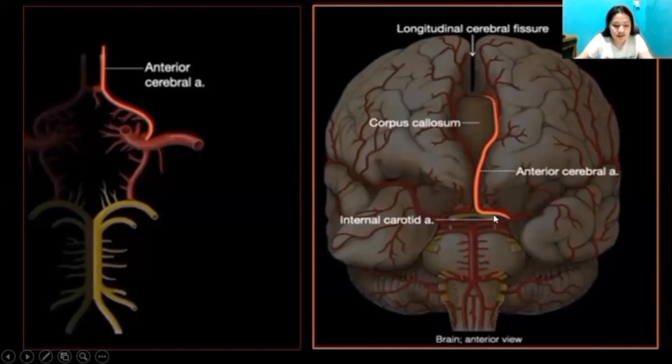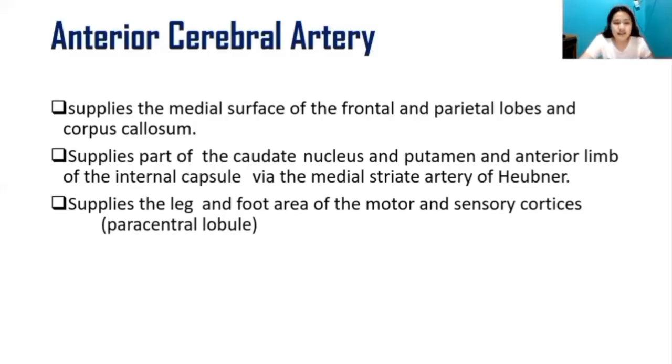So, the anterior cerebral artery originates at the bifurcation of the internal carotid artery. It gives direct branches to the optic chiasm, here. It supplies the medial surface of the frontal and parietal lobes and corpus callosum. It also supplies part of the caudate nucleus and putamen and the anterior limb of the internal capsule via the medial straight artery of Hübner. So, the name is the anterior cerebral artery, but it supplies the medial surface.